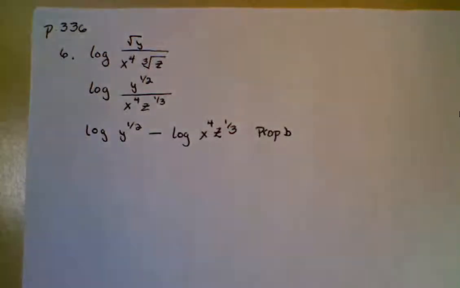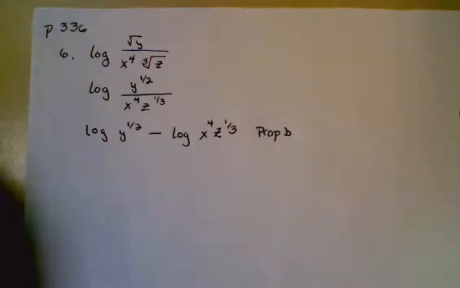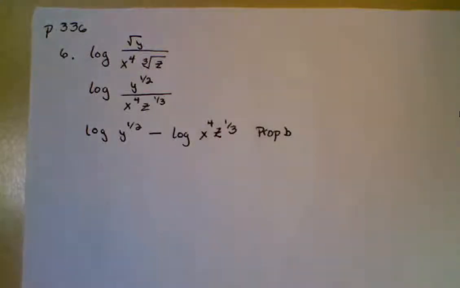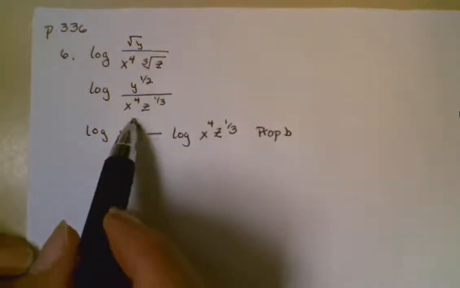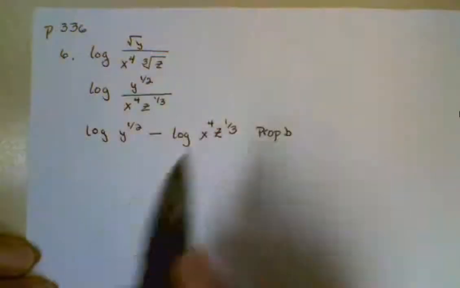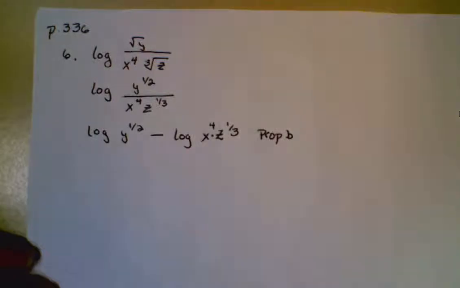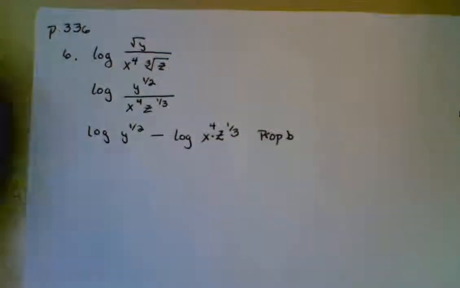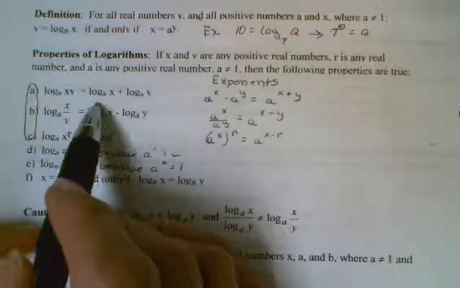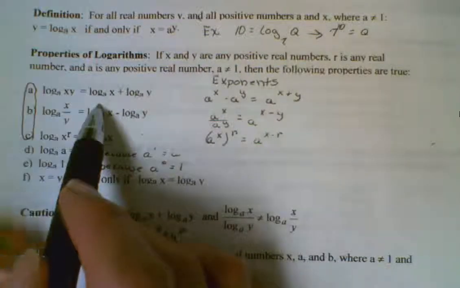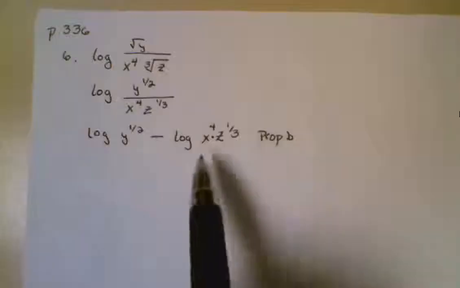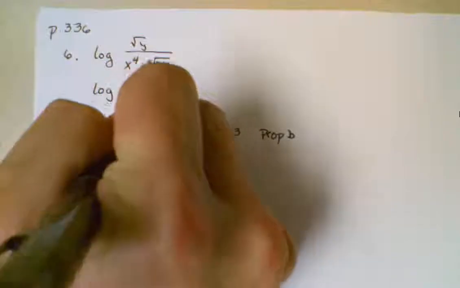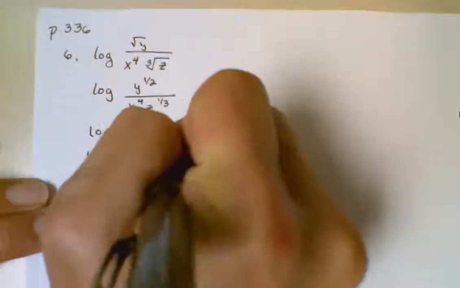But the directions say that I just want logarithms of plain old x, plain old y, or plain old z. I don't want these exponents here, and I don't want log of a product left in that second term. I'm going to use the property A of logarithms, which says I can rewrite the log of a product as the sum of two logs. So I will take apart this term as the sum of two logs. I'll deal with those exponents in a minute.